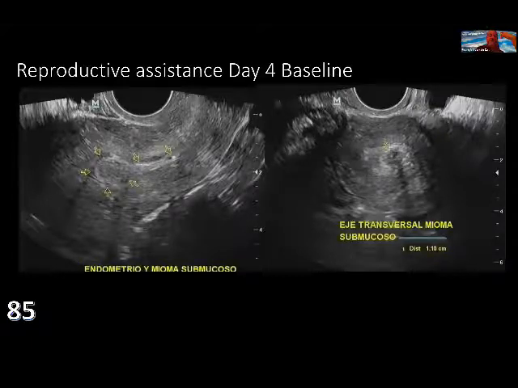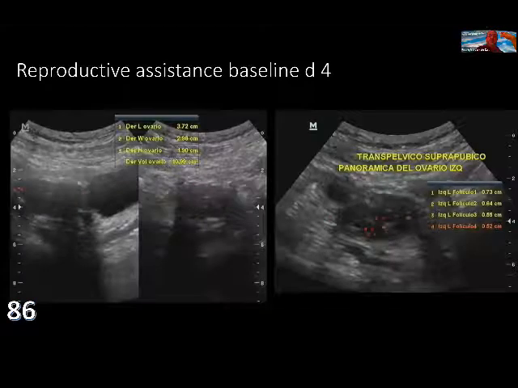And in patients with other indications, we can spot some pathologies like this submucous fibroid, the endometrial lining on the ball, which is inside the endometrial cavity, in the transverse view, and again, images of reproductive assistance patients.